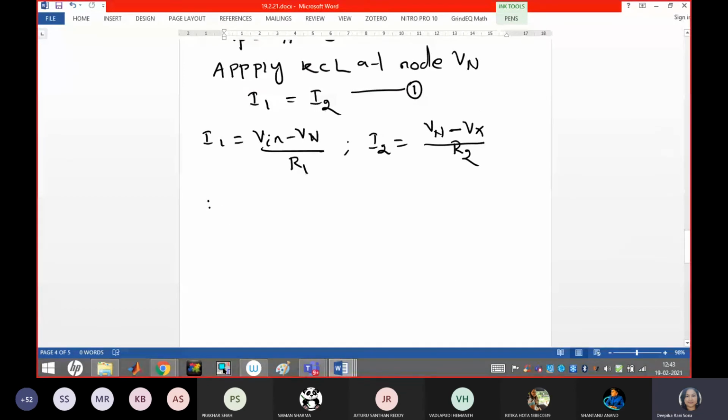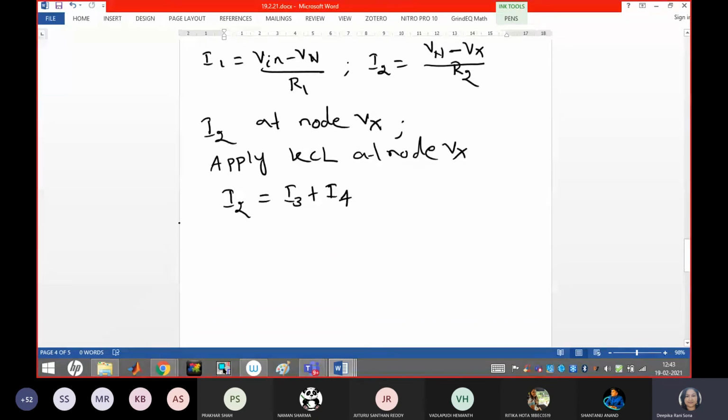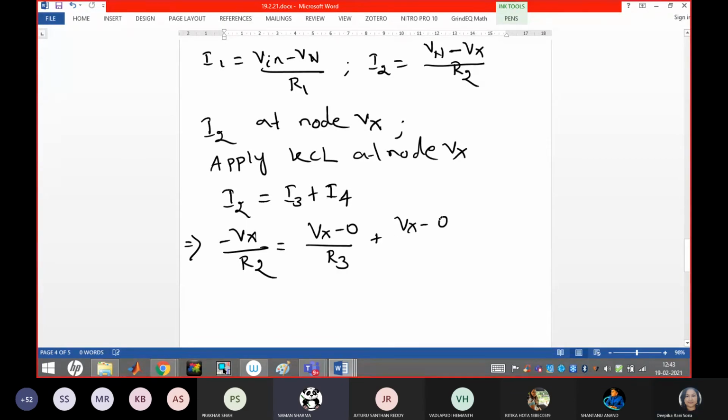Then I2 with respect to node Vx. So apply KCL at node Vx. With respect to that, we may rewrite the equation I2 equal to I3 plus I4. So what is I2, guys? Minus of Vx by R2. What is I3? Vx by R3, plus Vx minus V0 by R4.